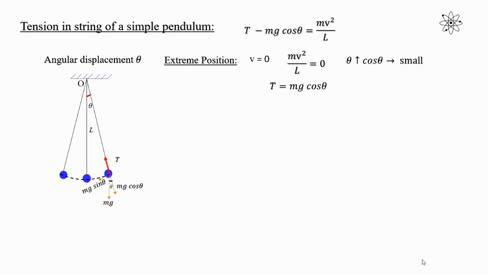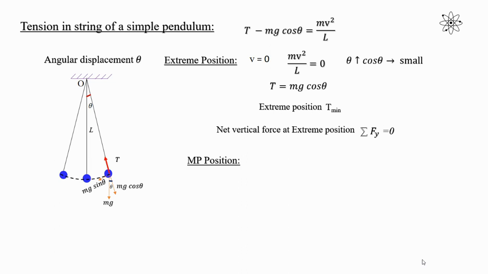But we know, student, as the theta, that is angular displacement, increases, cos theta becomes very small because the cos theta decreases from 0 to 90. So if I consider mg cos theta having a very small value, so if T is equal to mg cos theta and mg cos theta is a small value, then the tension is also small. From this, I can say, student, at the extreme position, the tension has a minimum value. As T is equal to mg cos theta, the net vertical force at the extreme position is equal to 0.